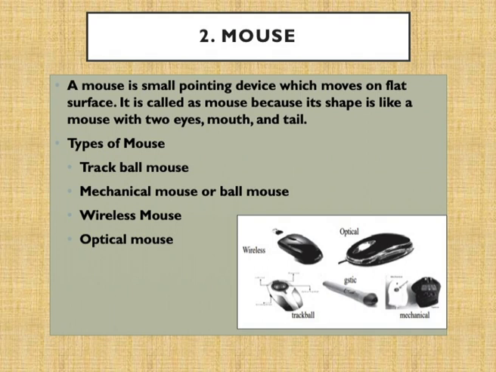For example, we have the trackball mouse, which was used earlier, and now we don't use it. A trackball mouse basically consists of a ball inside the device, and when we place that mouse on a flat surface, the ball inside the mouse rotates, and accordingly the instructions are given to the cursor, and the cursor on the screen also moves accordingly.